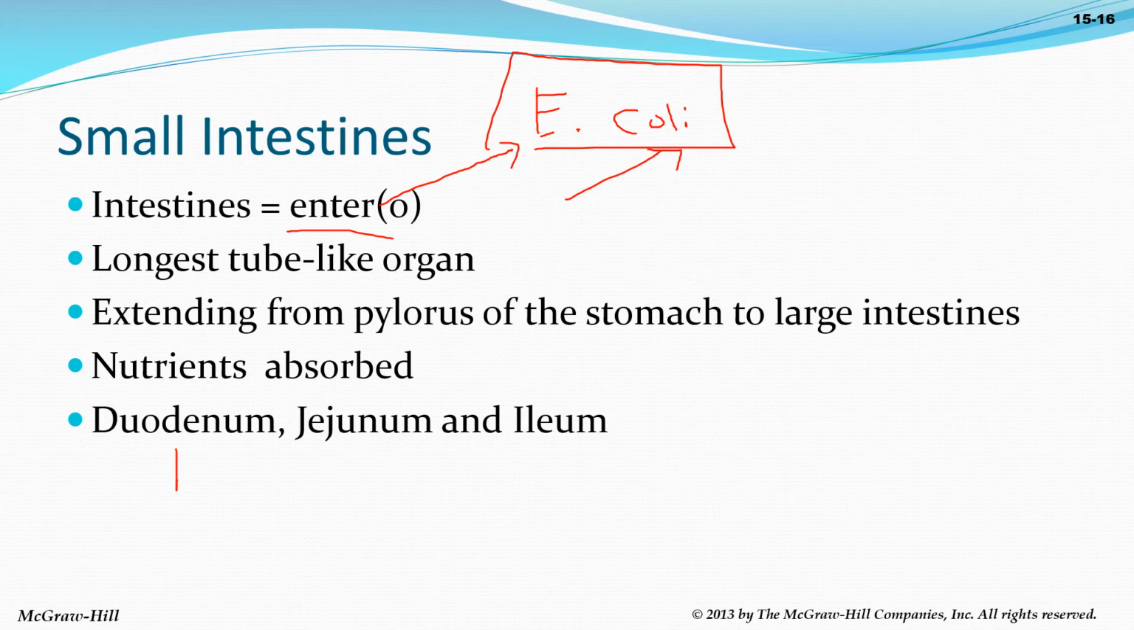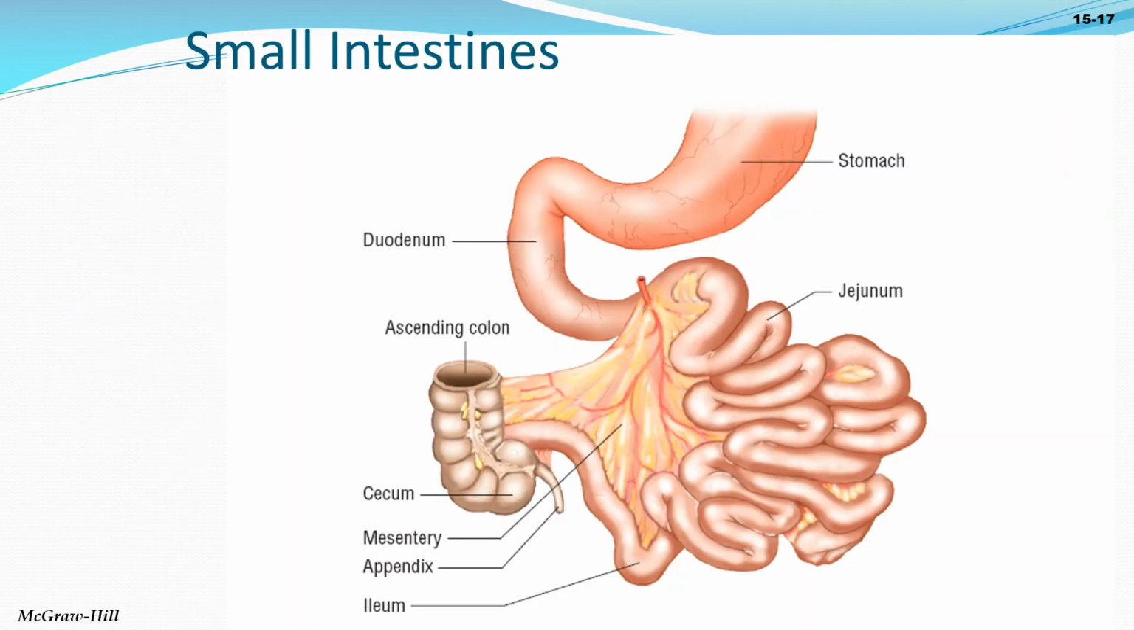Duodenum, first part of the small intestine. Jejunum, second part. And then the ileum is the third part. So the acid, right, has to be neutralized. And as it goes through the GI tract, it becomes less and less acidic. And then when it exits, it's most of the time basic.